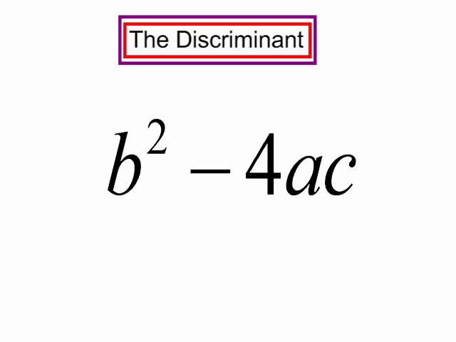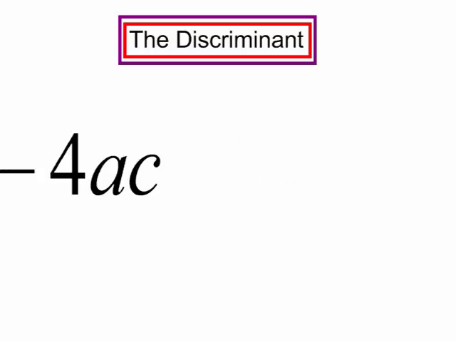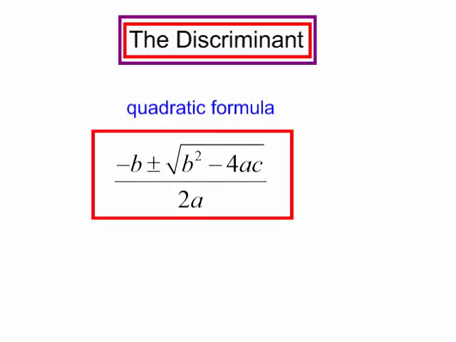We are going to talk about the discriminant, b squared minus 4ac. Now, if that sounds familiar to you, it may be because it is part of the quadratic formula. It is the part underneath the radical. The discriminant can be used to help us find the number of solutions to a quadratic equation.